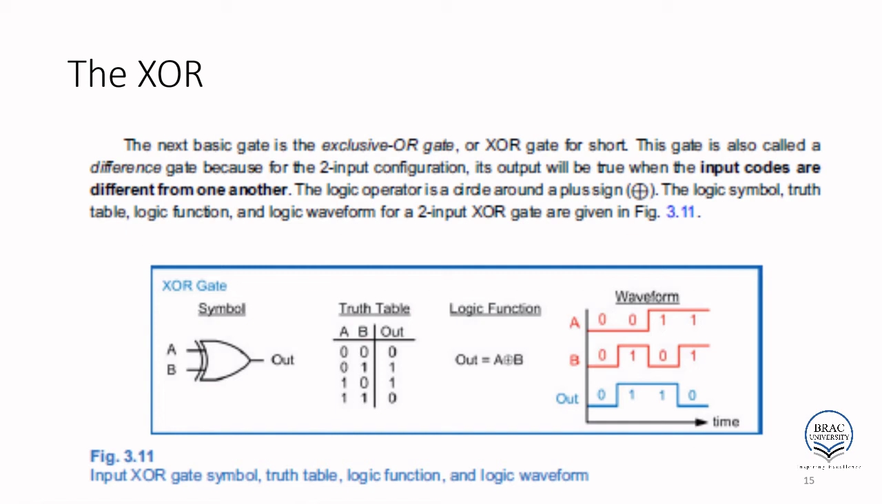This plus sign with a circle is called the XOR sign. This reads as A XOR B, and this is my input A, this is my input B. We need to determine the output. So if 0 0, output is 0. 0 1, output is 1. Then 1 0, output is high, 1. 1 1, output is 0. This is the XOR gate.